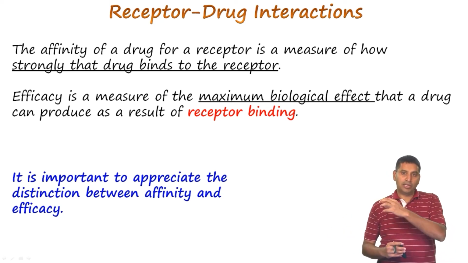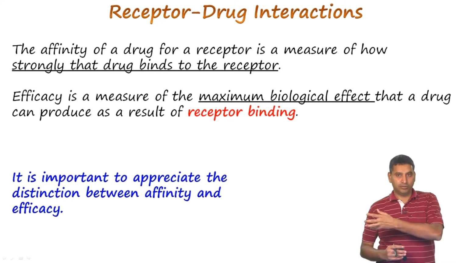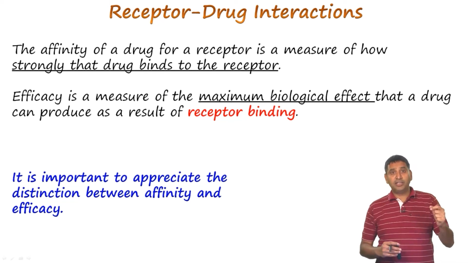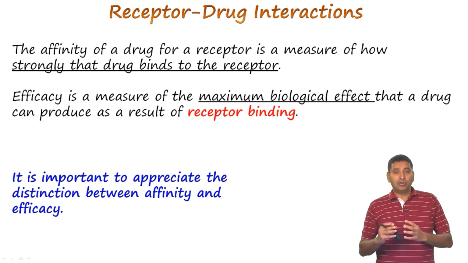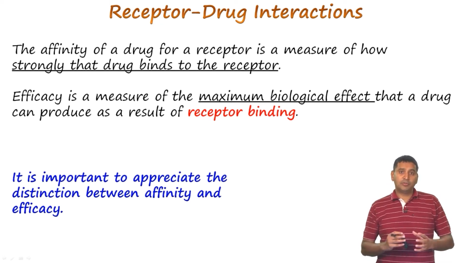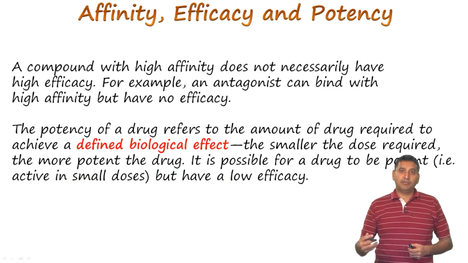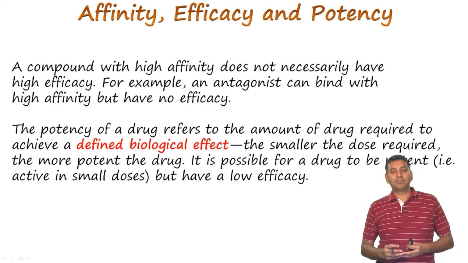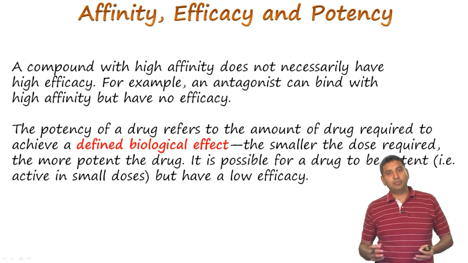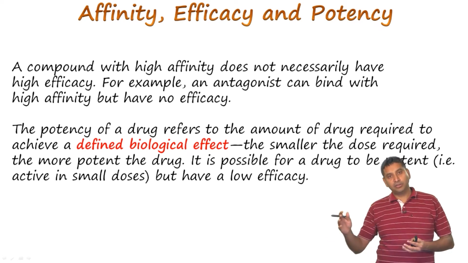well this biological effect occurs, whereas affinity is how well a drug binds to a receptor. Okay. So, it is important to understand the differences between these two. Just because a drug has high affinity towards a receptor, it does not mean that it is going to have high efficacy. So, for example, an antagonist can bind with high affinity, but it can have no efficacy, that means that it may have no effect on the signaling cascade.